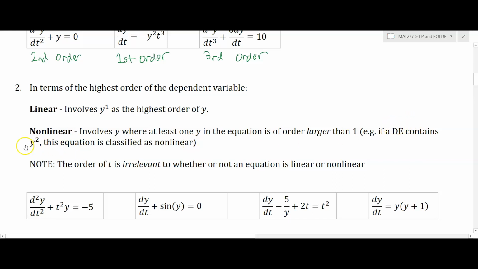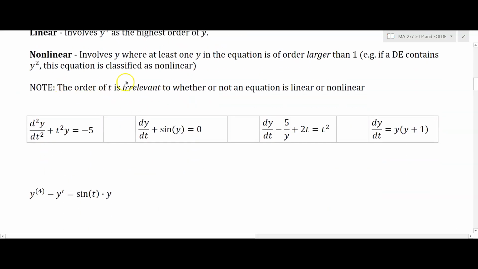For example, if you saw a y squared, that would be classified as nonlinear. Any function of y, like sine of y, cosine of y, e to the y, those are all nonlinear functions. So you must have a y to the first as one of your terms. Let's take a look at some examples. The order of t is irrelevant as to whether or not an equation is linear or nonlinear. This word you just have to be careful about, because we mean linear with respect to y.